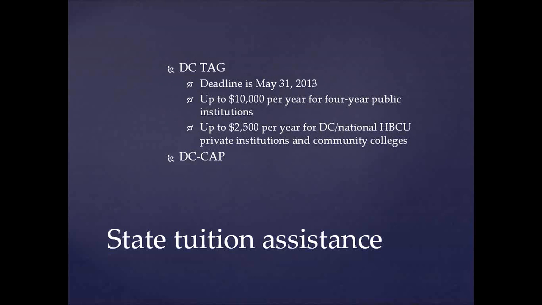Students enrolled in four-year public colleges and universities will be eligible for up to $10,000 per year and $50,000 in your lifetime. And students who are enrolled in private colleges and universities in the DC area or in HBCUs, historically black colleges and universities nationwide, or in community colleges will be eligible for $2,500 per year. Students at private institutions are eligible for up to $12,500 in their lifetime, while students enrolled at community colleges are eligible for $10,000 in their lifetimes.